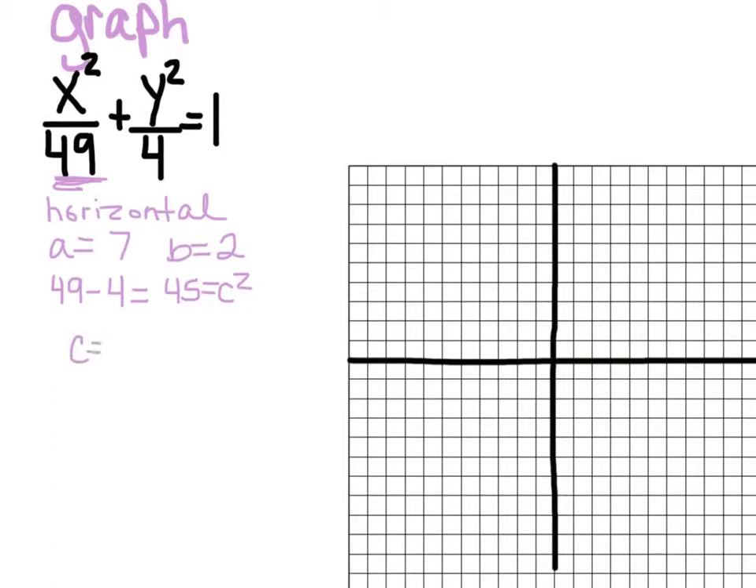So c is the square root of 45. 45 is 9 times 5, so that's 3 root 5. All right, we have everything we need. Our center at (h, k), no h, no k, that would be at (0, 0). In the x direction, we're going to go 7 units to the right and to the left. So 7 this way with a vertex, 7 this way with a vertex, and we'll write them down.